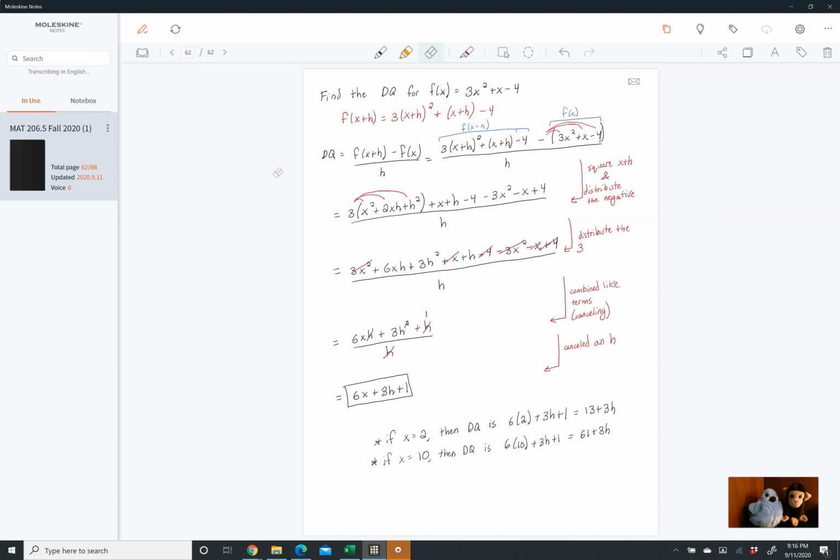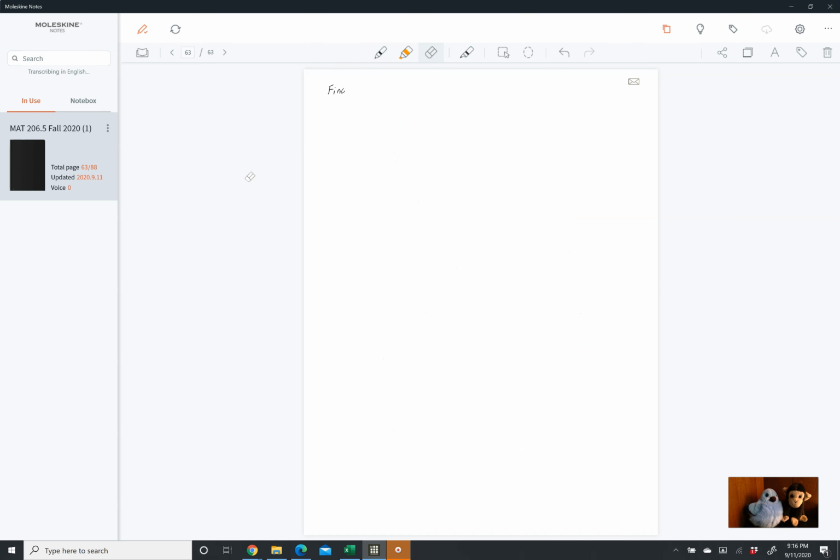Let's do one last one and then we're done. So if you've got this down, then you can just stop here. But just for anybody who wants a little bit of extra practice, let's find the difference quotient for f of x is equal to, let's say, 4x squared plus 2x plus 1. Okay? Pause it, do it on your own.